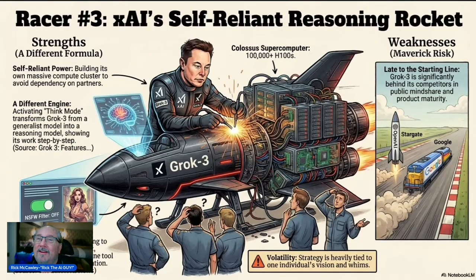And then what is racer number 3? It's Grok, baby. Look in the bottom left-hand corner just for a second. You can't miss her. She is a not safe for work woman, let me tell you. Now, I've gotten in there and I've made a few animated things that I won't speak about on the show because Brandon's children might be watching. But the volatility strategy is heavily tied to one individual's vision and whims. So it's kind of crazy.